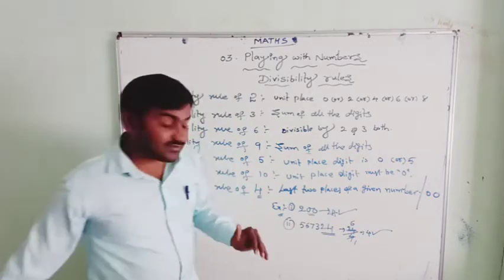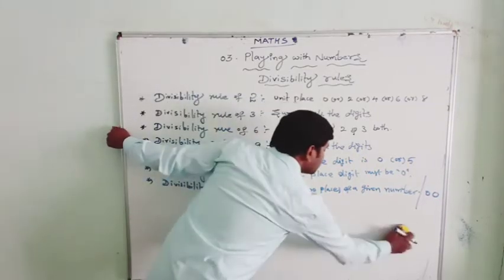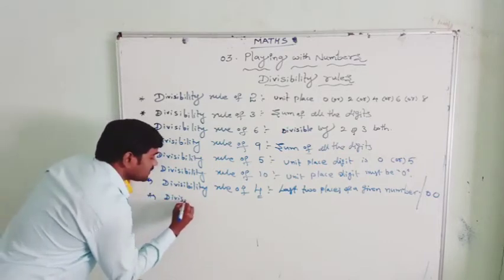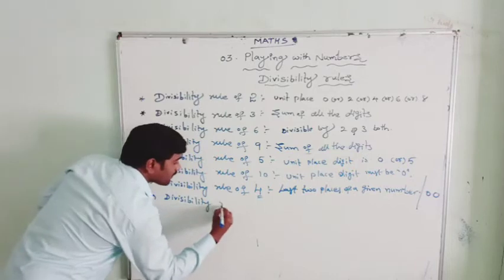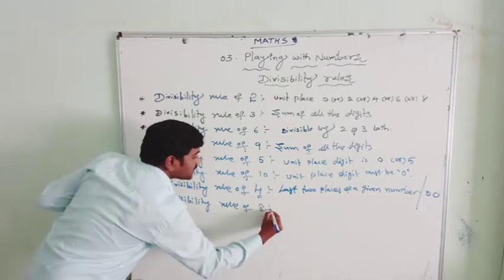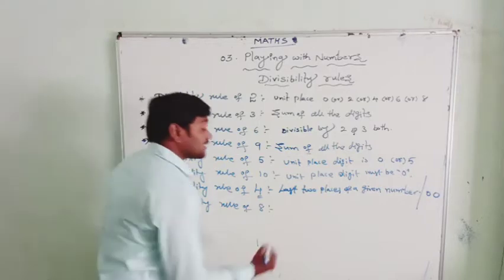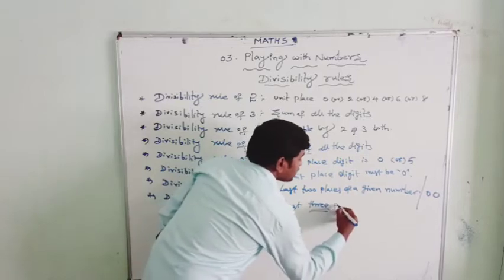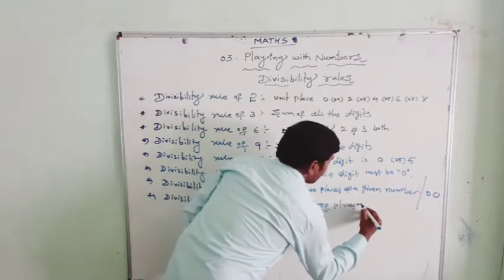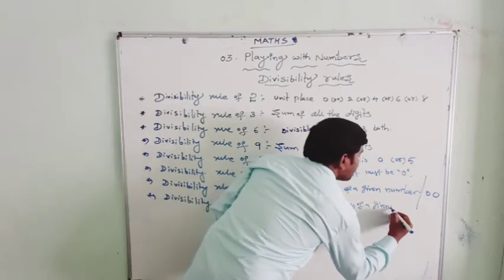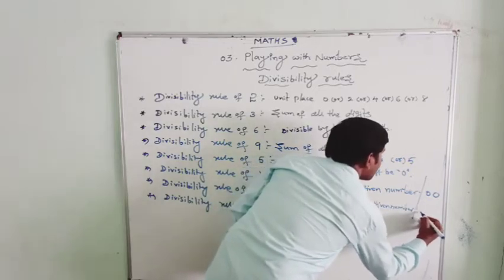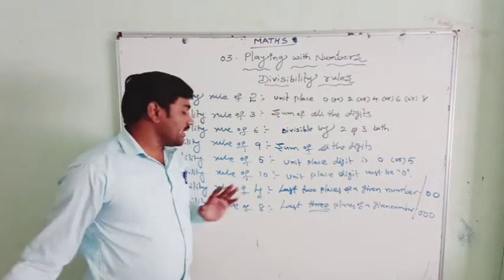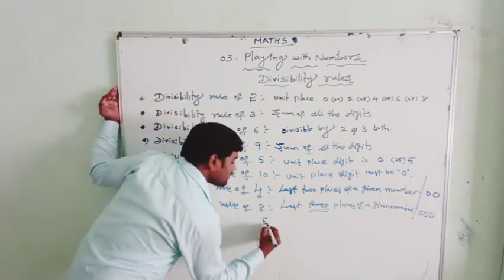The divisibility rule of 8 is also very similar to the divisibility rule of 4. Let me tell you that also. The divisibility rule of 8: take the last three digits, the last three places of a given number. If they are divisible by 8, or if the last three places are 3 zeros, then the number is divisible by 8.